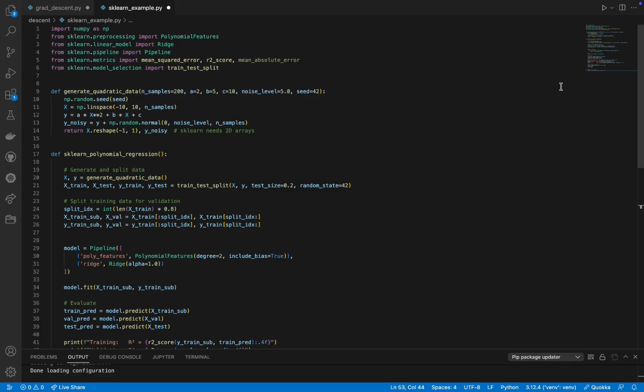Our from scratch implementation taught you how gradient descent works. The scikit-learn pipeline shows you how to build production systems. You need both skills. Understanding the math makes you a better engineer, but knowing the tools makes you productive.